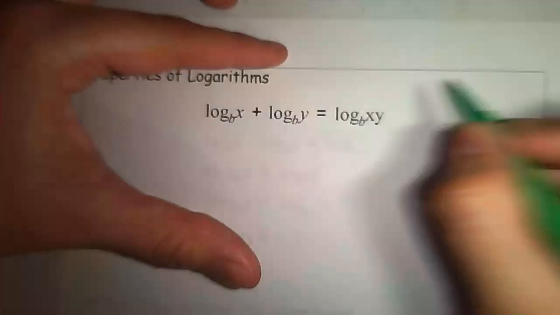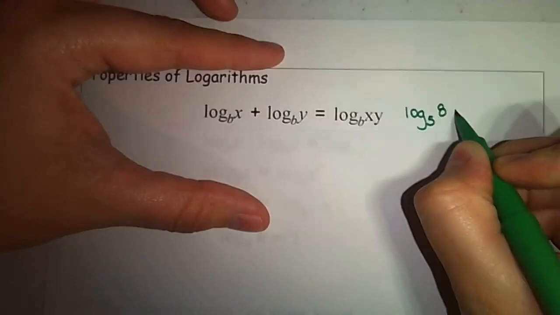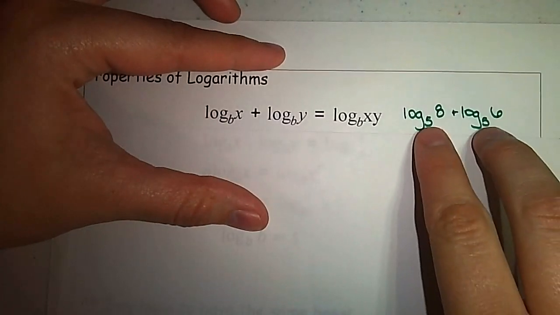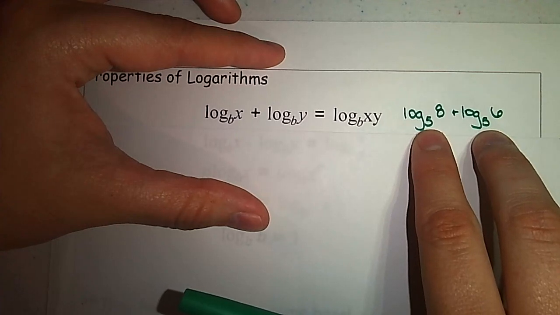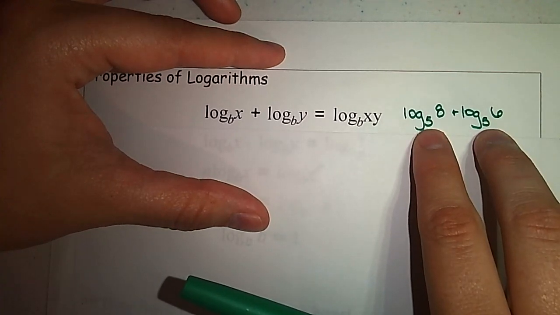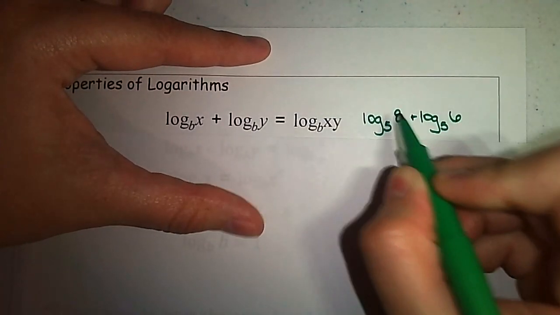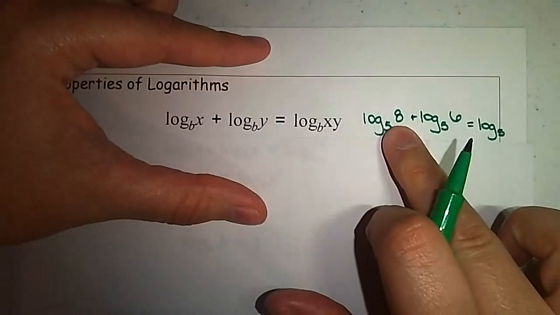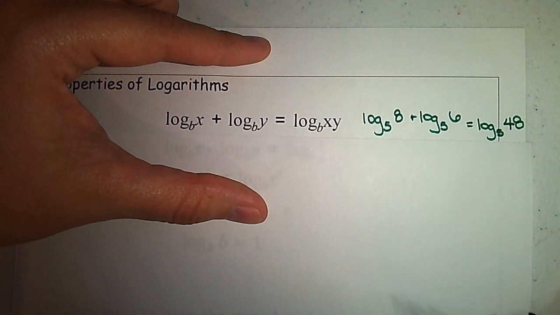So let's say I had log base 5 of 8 plus log base 5 of 6. Notice my bases are the same, so my property applies. Since we're adding these two things together, what we're really doing is multiplying their arguments together. So another way I can write this expression is as log base 5, that doesn't change, and then multiplying these together, 6 times 8 gives us 48. So these are equivalent expressions. They mean the same thing.